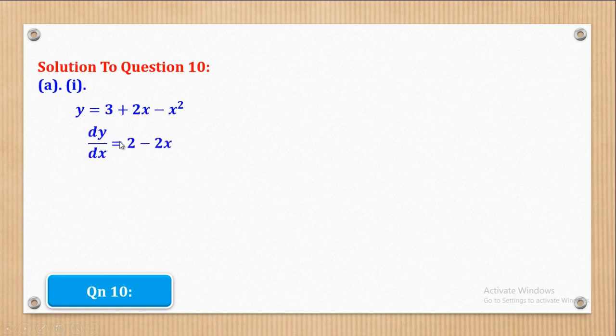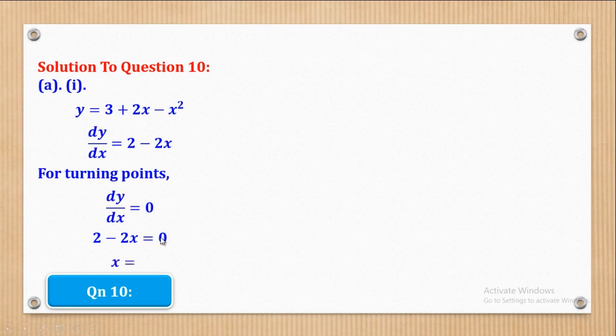So dy/dx will be equal to 2 minus 2x. Differentiate 3, you get 0. Differentiate 2x, you get 2. Differentiate x squared, you get 2x. So this is where this one is coming from. Then I have to remember that for turning points, the derivative must be equal to 0. So when I equate it to 0 and make x the subject, x will be equal to 1.